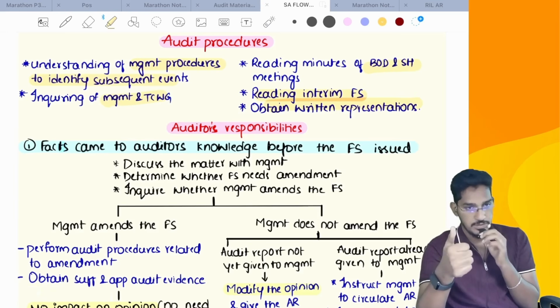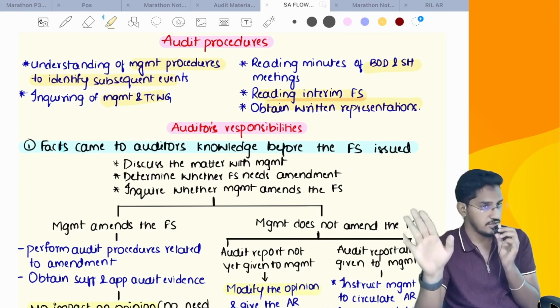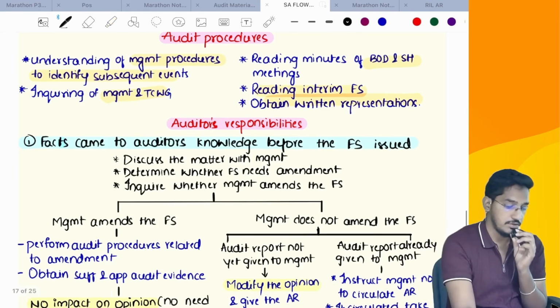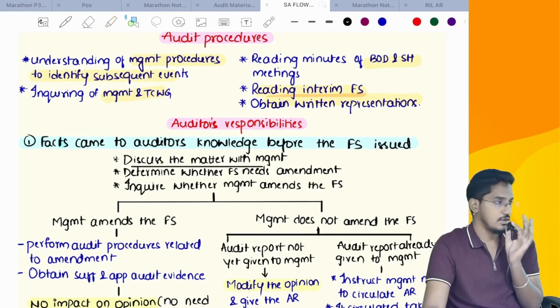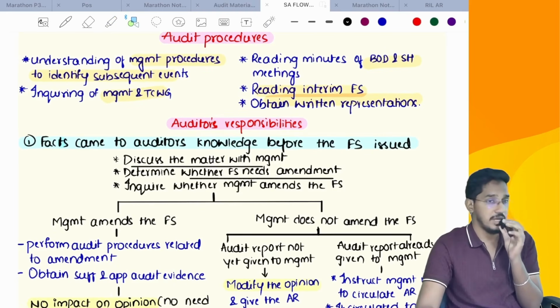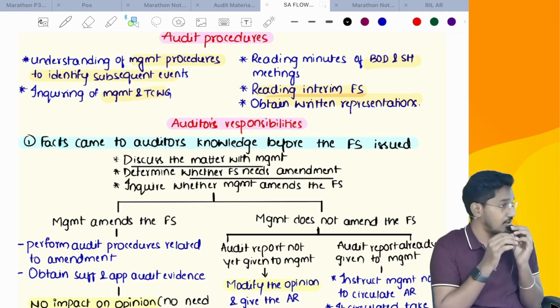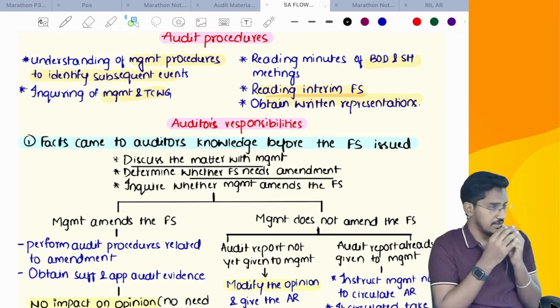So you got to know about a subsequent event, but by that time the financial statements are not yet issued. What you should do is three things. Number one, go and discuss the matter with management. Sir, I got to know about a subsequent event. What shall we do? Determine whether the financial statements need amendment. As a part of the discussion, determine whether it is an adjusting event or a non-adjusting event. Why? Because only when it is adjusting does it require amendment of the financial statements.